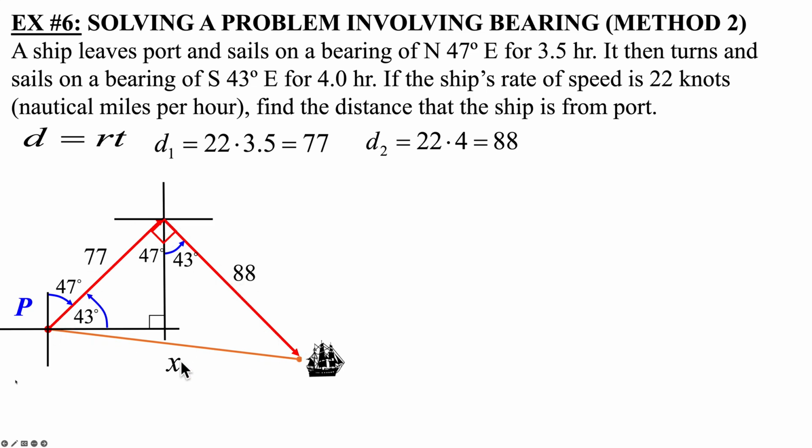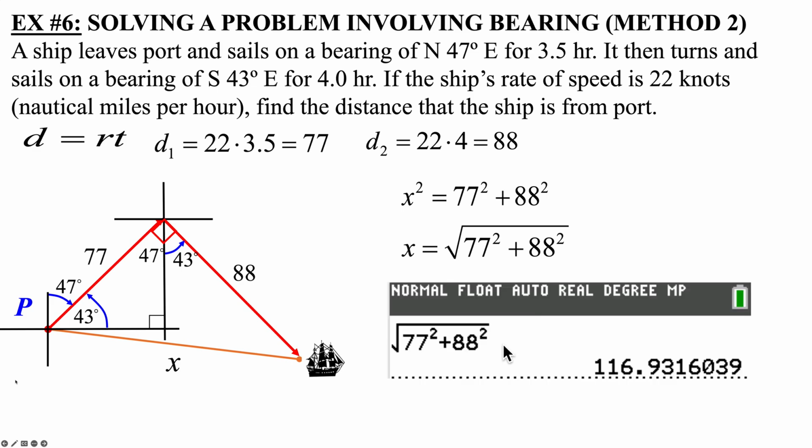So Pythagorean theorem to solve for x. Okay, x squared equals 77 squared plus 88 squared. Take the square root of that, go to the calculator, and 116.9316039. Round it to wherever they ask us to round it to, 116.9 miles, or if you wish, nautical miles.